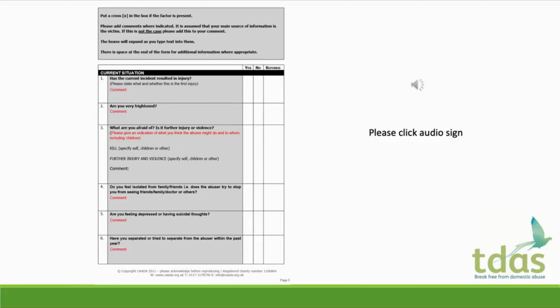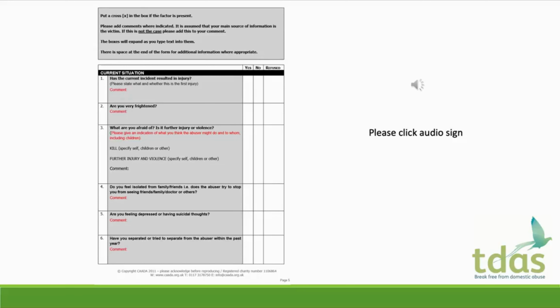If this incident hasn't caused an injury, it is important to consider if there have been any previous injuries. These should also be recorded, but no can be ticked for this question. For example, the victim may advise she was kicked in the leg 6 months ago by the perpetrator and had bruising and a small cut to her right knee. It's important to get as much detail as possible, including any approximate dates. This information will help you to form a professional judgment at the end of the risk assessment.